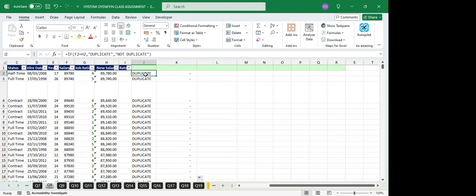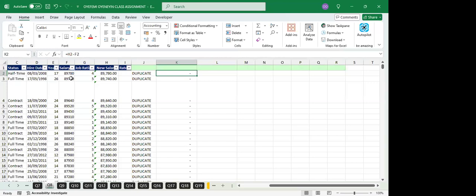Can you see? It says to use the if function, and there's a logical test. Test whether F2 is equal to H2, which are the two salaries. Test if this is equal to this. He said the value is true if they are actually equal. If this test is true, write duplicate. If it is not true, write not duplicate, which is actually a correct way to test for the question I was asking.